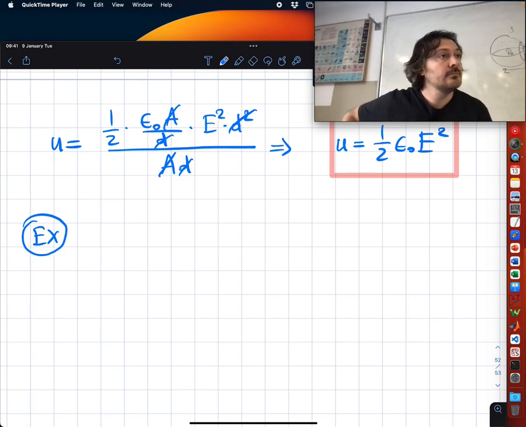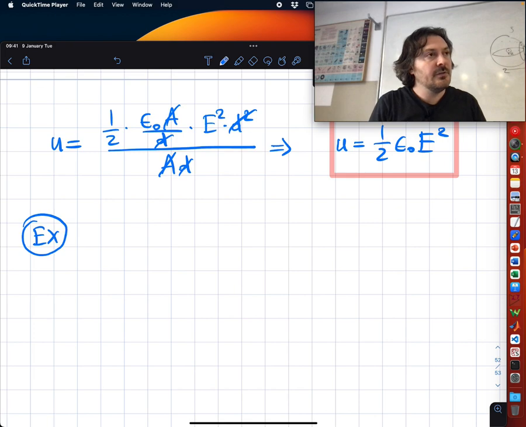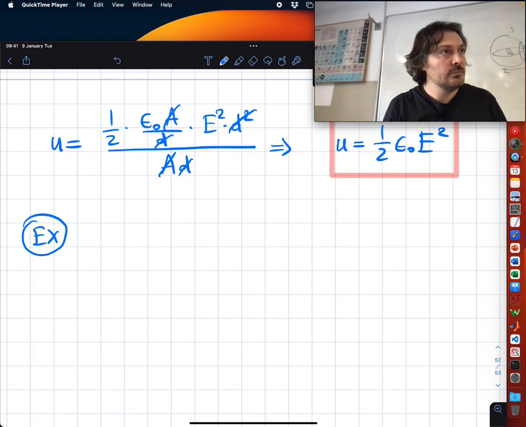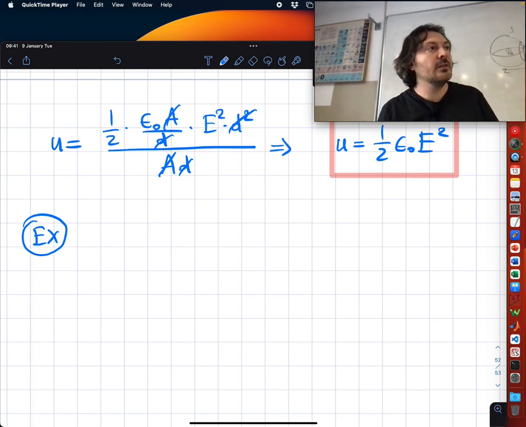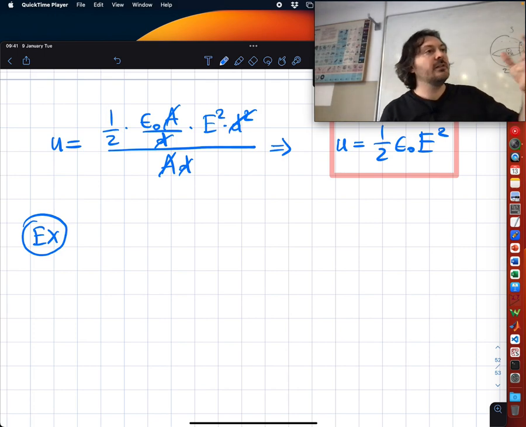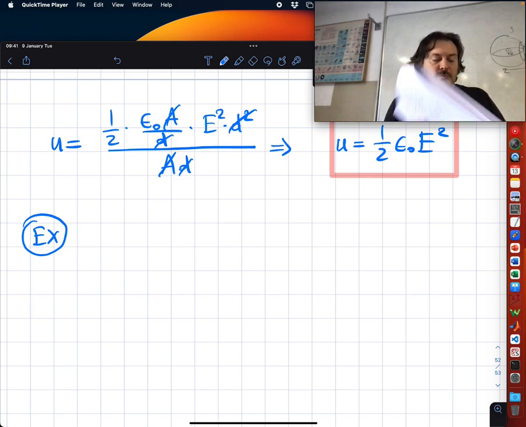Yes. What's the difference between energy stored and density of energy? Energy stored, like in U, so the big U and the small u. The only difference is one is big U, the total energy, and the other one is energy per volume. Okay? Very good.